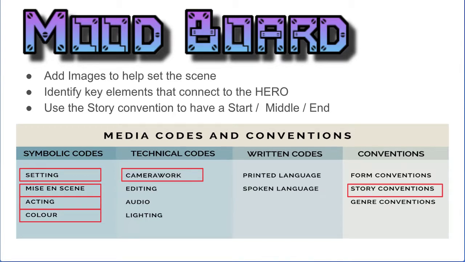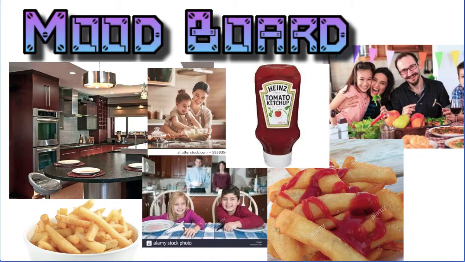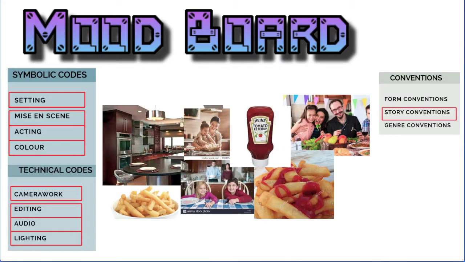But for a Heinz ad, it could look something like this. So you should be able to see the setting in a kitchen, the mise-en-scene, the children sitting at a table, the hot chips. You should be able to talk about the acting, what the mother is doing, what the children are doing. You should be able to talk about the representation of the colours, about the golden chips, the red sauce. The mood board allows you to talk about the camera work and the editing that's going to occur, along with the audio and lighting effects that are required to highlight the hero of the ad.